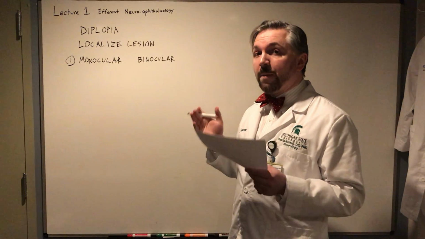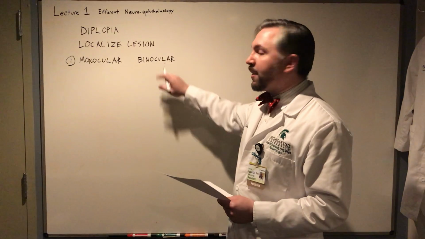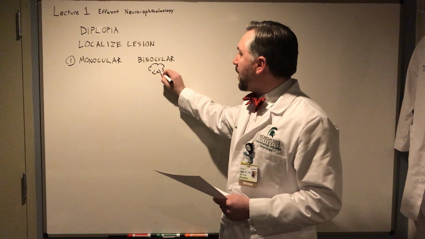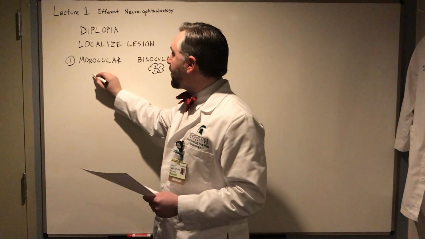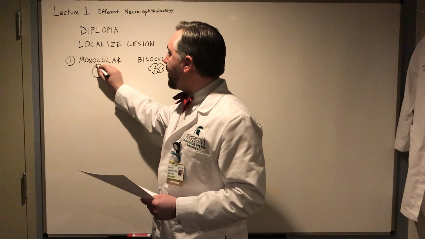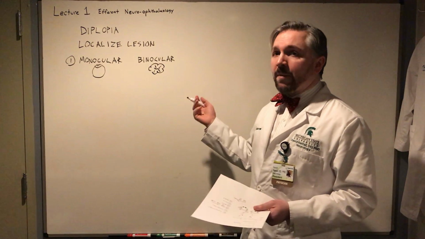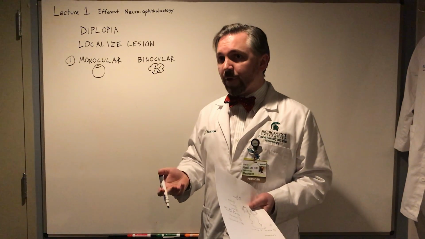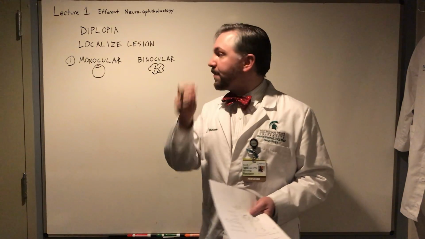This is the super important question that we have to ask with diplopia, because binocular diplopia is going to end up being a neurologic problem. This is a brain, as you can tell I was previously a professional artist. And monocular diplopia is going to end up being within the eye, as in you need to consult ophtho. So what do I mean by monocular or binocular? Well, when a patient comes in and they're complaining of double vision, you're going to ask them, does it go away when you cover one eye?